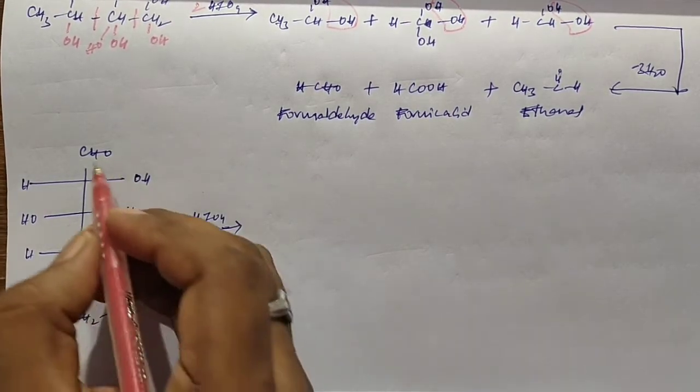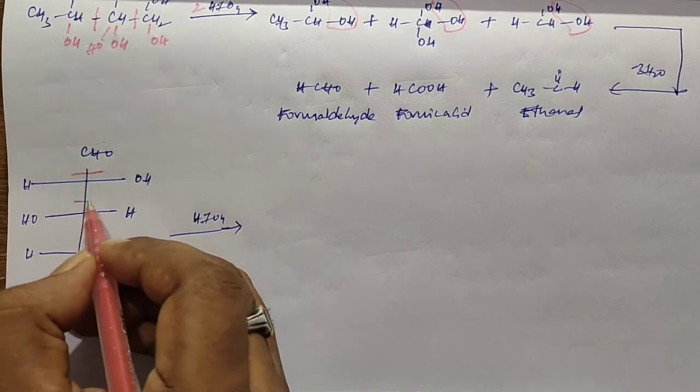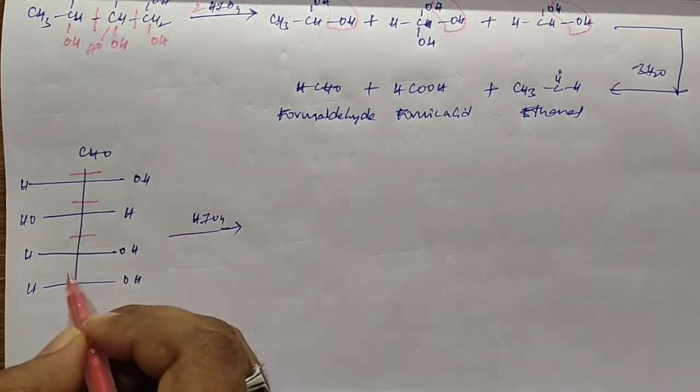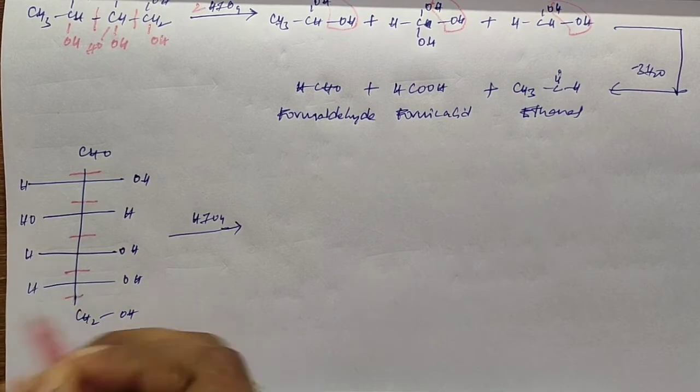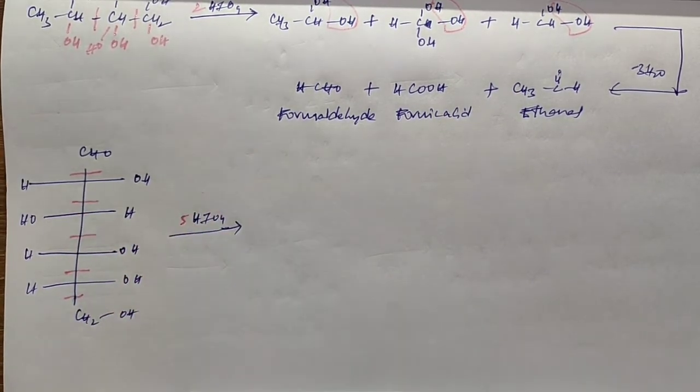So the breakdown can be possible. Here one breakdown can be possible, and this is the second breakdown, the third breakdown, the fourth breakdown, and this is the fifth breakdown. So totally 5 breakdowns can be possible. So here we need to use 5 moles of periodic acid. For every breakdown we need 1 mole of periodic acid.